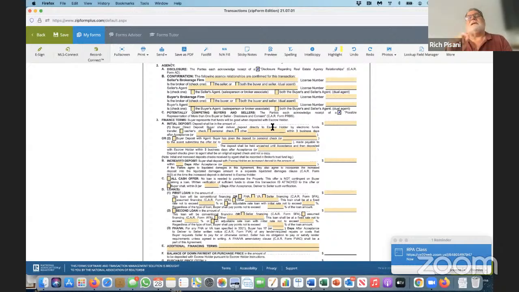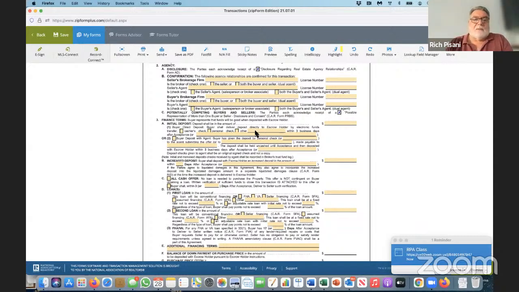And this is the only time frame in this whole agreement that is business days. They have 3 business days to get the earnest money deposit into escrow. 3 business days. What's a business day? Monday through Friday. Saturdays, Sundays, and holidays do not count. Business day is Monday through Friday.